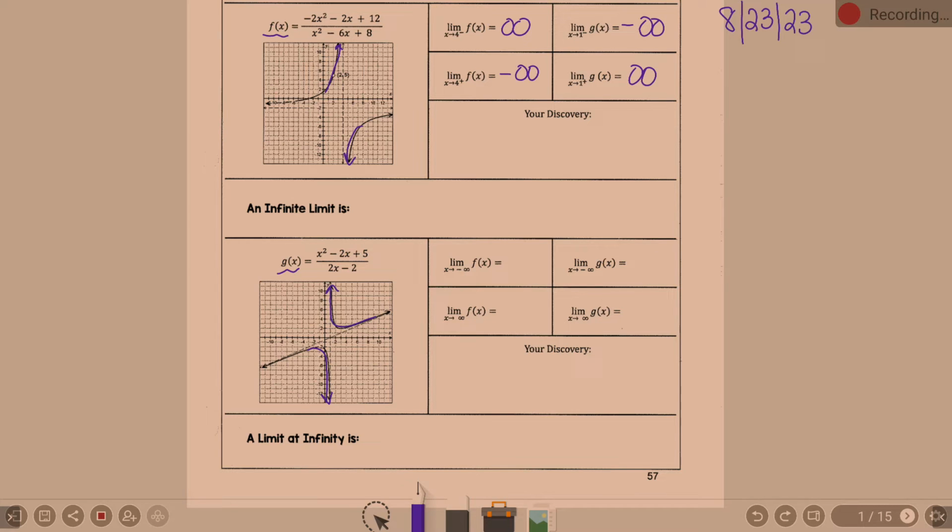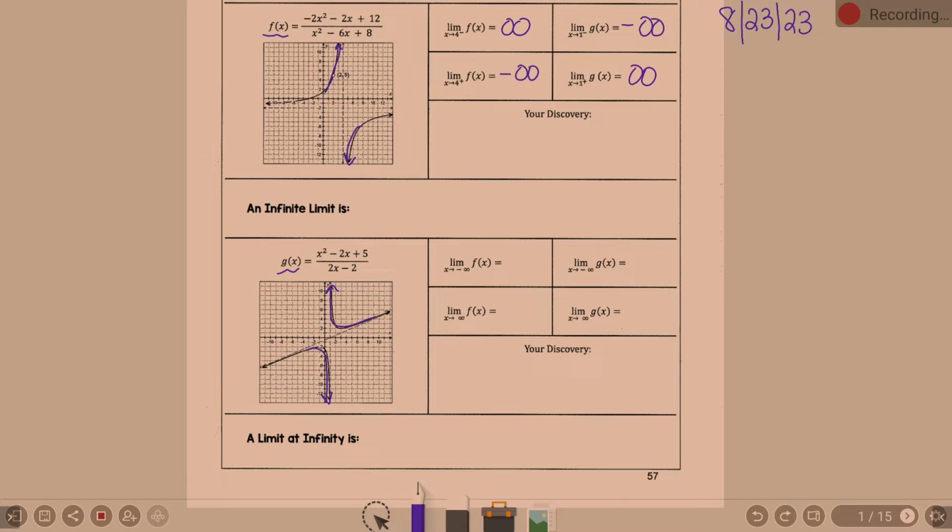Okay. Your discovery. What are we noticing here? There are some asymptotes. This is all about the vertical asymptotes here, isn't it? If you know the limits but you don't have the physical graph, the fact that the limit from the left is going to positive infinity and the limit from the right is negative infinity, or vice versa, that's your indication. Oh, there's probably a vertical asymptote there, right? If you just have the limits and you're trying to draw the graph, I've got to think vertical asymptote.